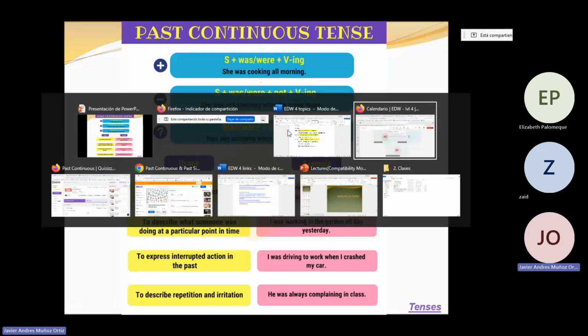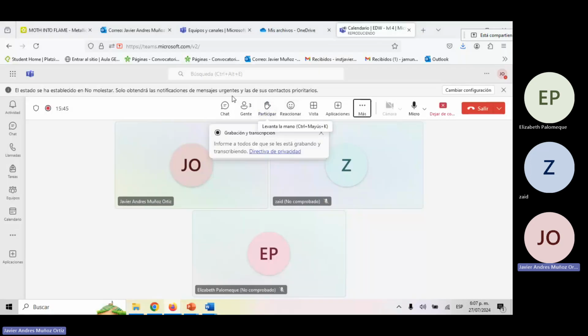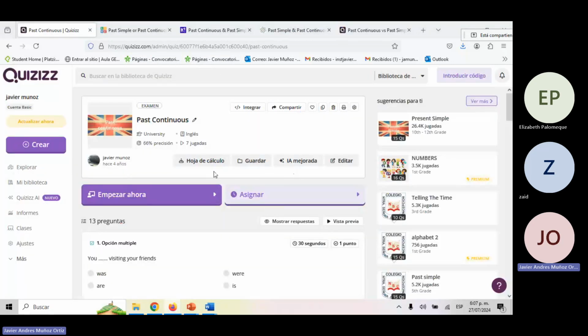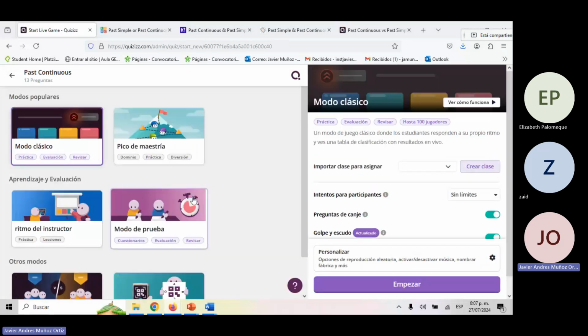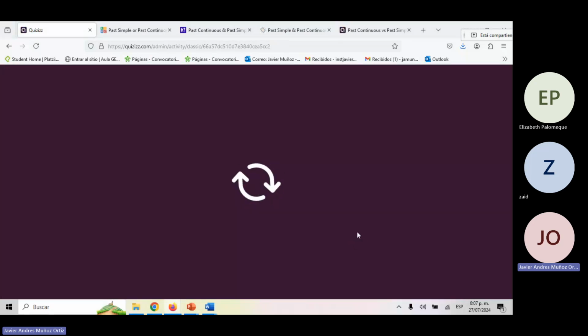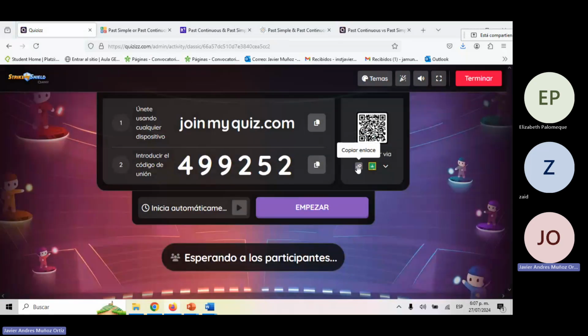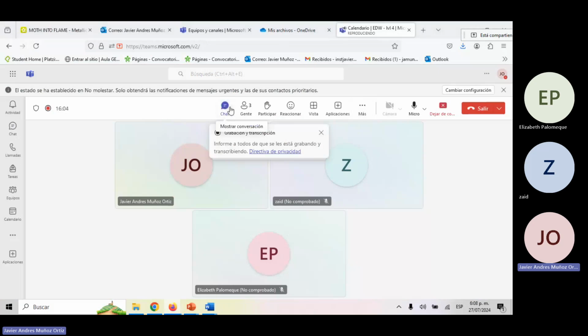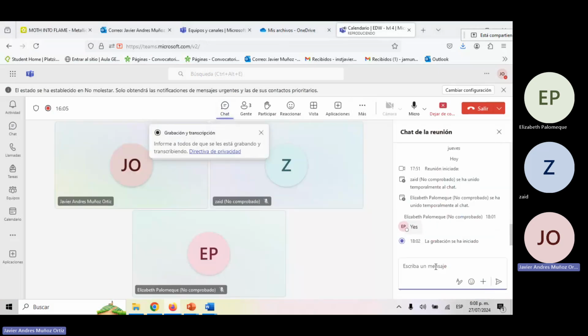Therefore, just to practice, we are going to play a quick game related to grammar in terms of past continuous tense, and then we are going to do a parallel between these two tenses in terms of not grammar, but in terms of why they are used.